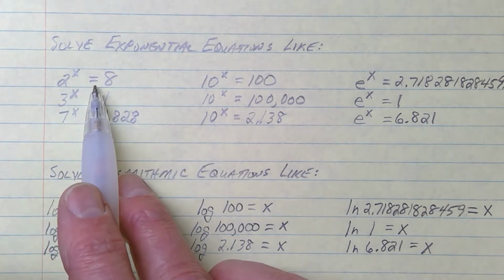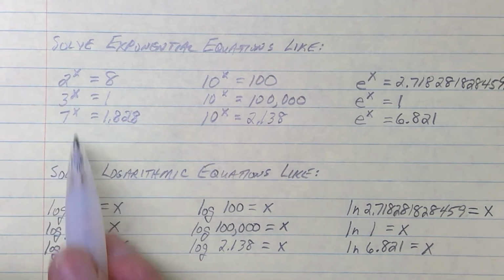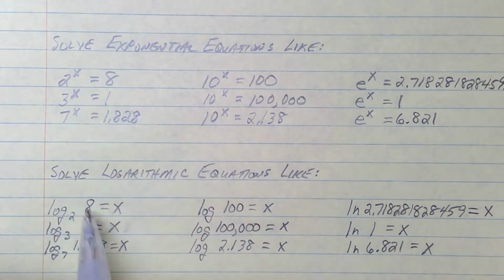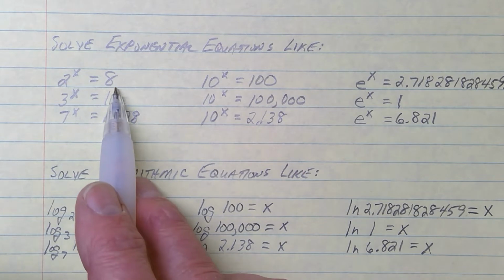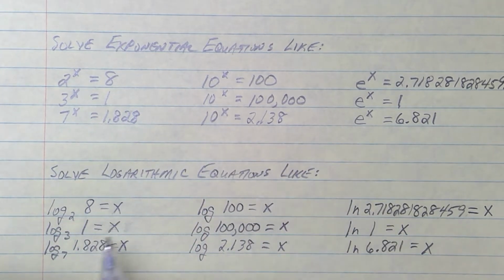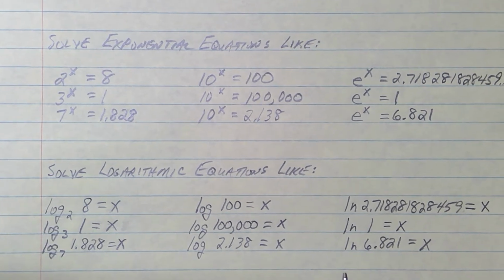So notice 2 to the x equals 8. If I write it in log form, it's log base 2 of 8 is x. Here's the base 2, base 2. Here's the exponent all out here by itself. There's the exponent. And here's the product 8, the product 8. Each one of these nine equations here I've rearranged in log form. We'll go over those in more depth here in just a minute.